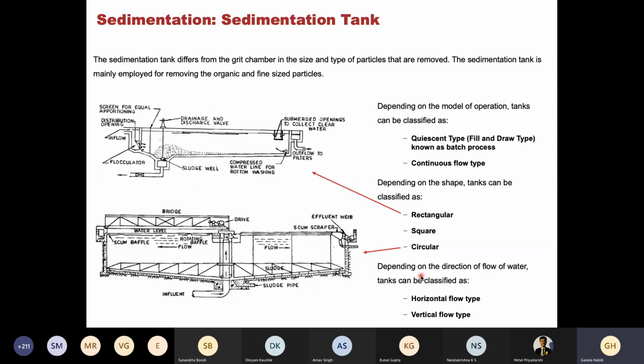Based on the flow direction, there is horizontal flow and vertical flow. In the top one you can see the horizontal flow. The flow from the inlet on the left hand side goes inside in a horizontal direction, and the flow from the right hand side outlet comes out, a kind of horizontal flow. The bottom figure shows the vertical flow type. The influent is going up from the bottom of the tank. So this is vertical flow type.